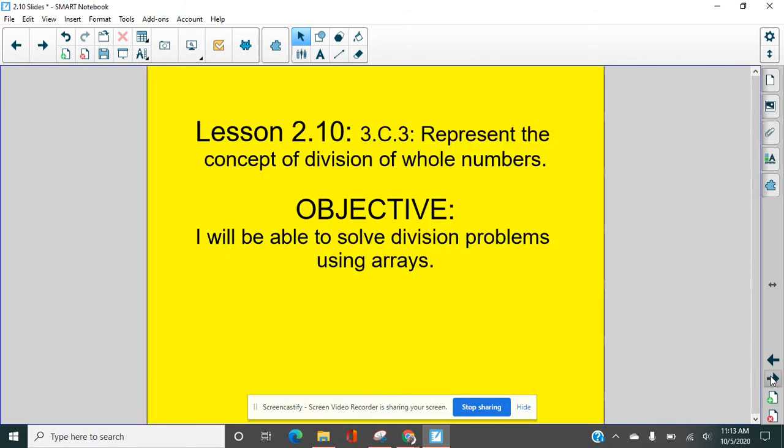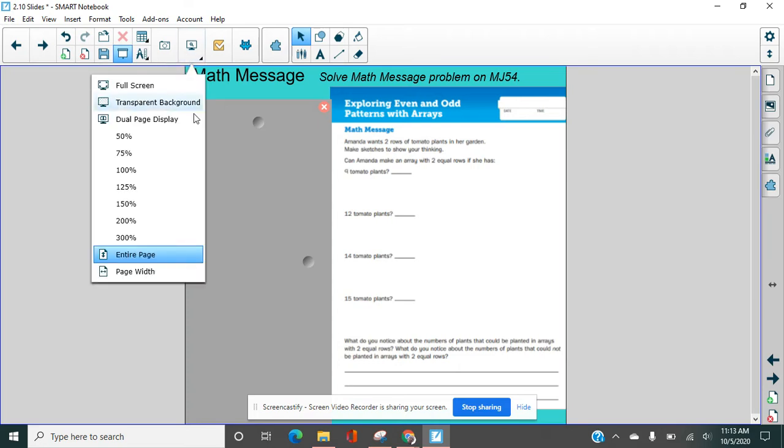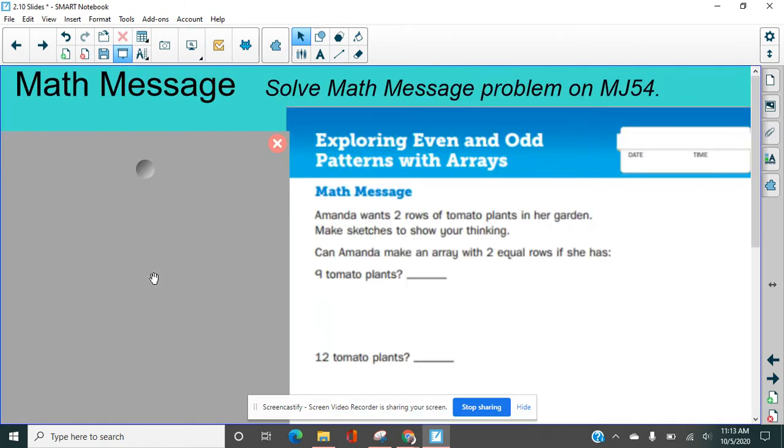So our goal here today is to be able to solve division problems using arrays, and we're going to be representing this concept of division in an array today. So we need our math journal right off the bat here. Go ahead and open to Math Journal page 54. All right, so we're going to work on this together before we play the game that we have for our lesson today.